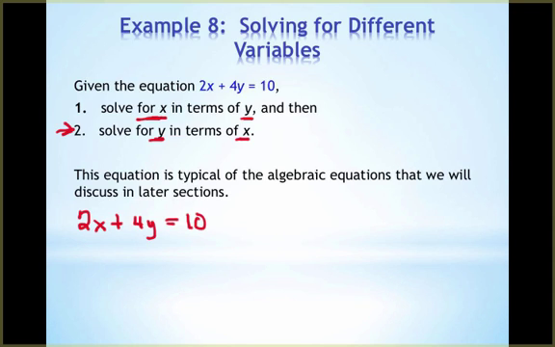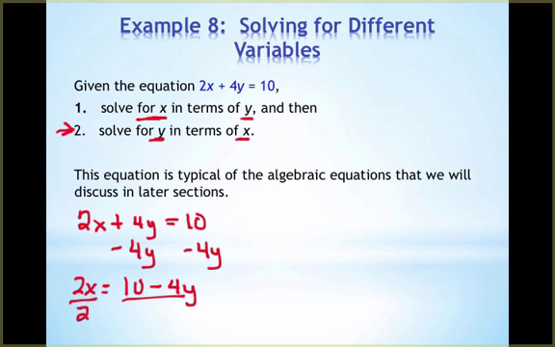So I have 2x plus 4y equals 10. If you remember, we get rid of anything added or subtracted first. So we're going to subtract off the 4y. We cannot take 10 minus 4y and make that 6y because the 10 is just the constant 10 and it can't combine with anything other than another constant. So I can't subtract a 4y. So we just leave it as minus 4y. The next thing we would do is divide both sides by 2. So I could get x equals 10 minus 4y all divided by 2.